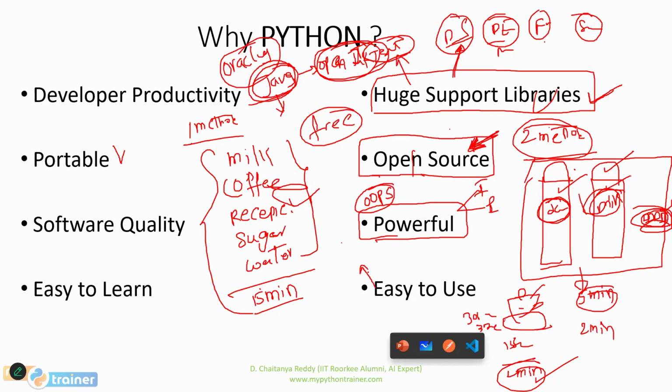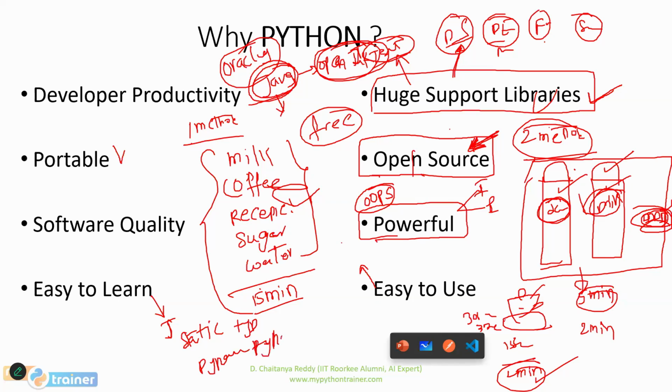And easy to use. Someone said it's easy to use and easy to learn. That is exactly true. It is easy to learn and easy to write when compared to Java. Java has the static typing concept. In the case of Python, it's dynamic typing. That is the reason why Python is easier to learn and easier to use.